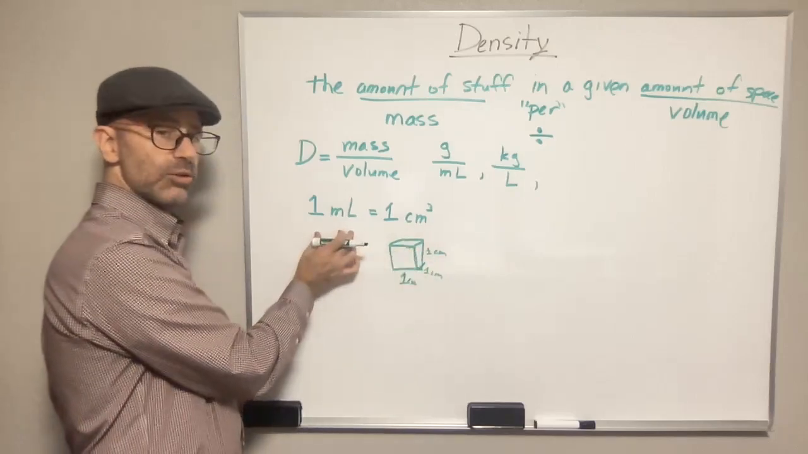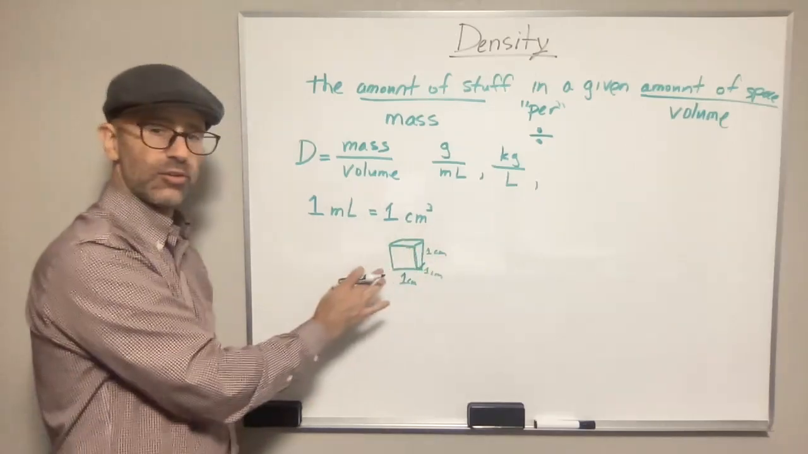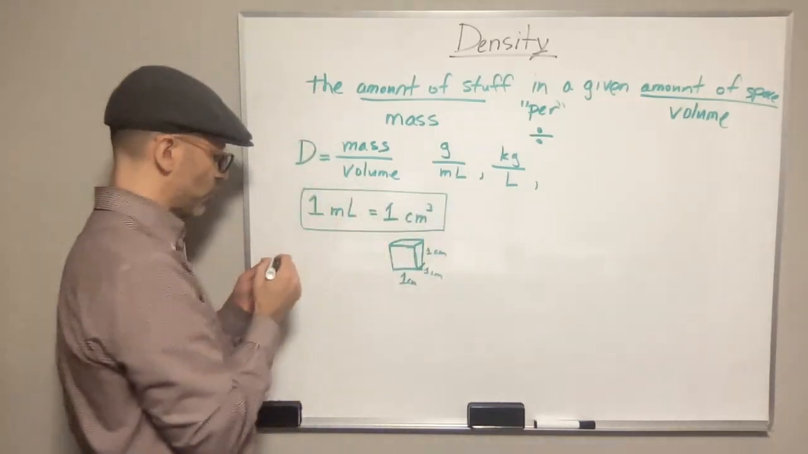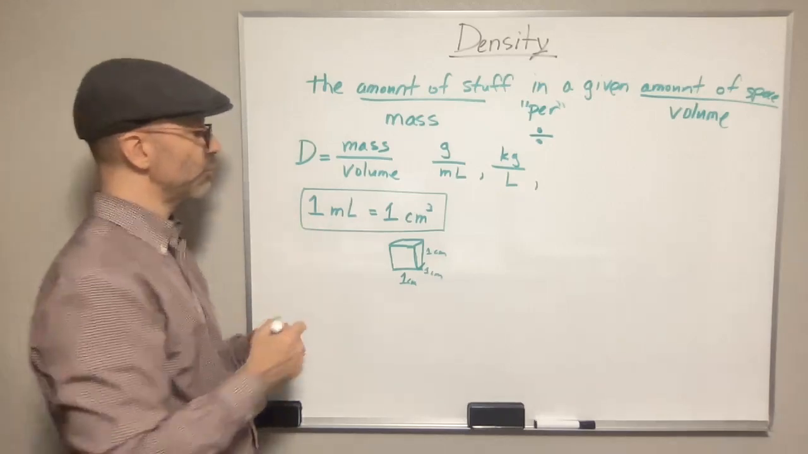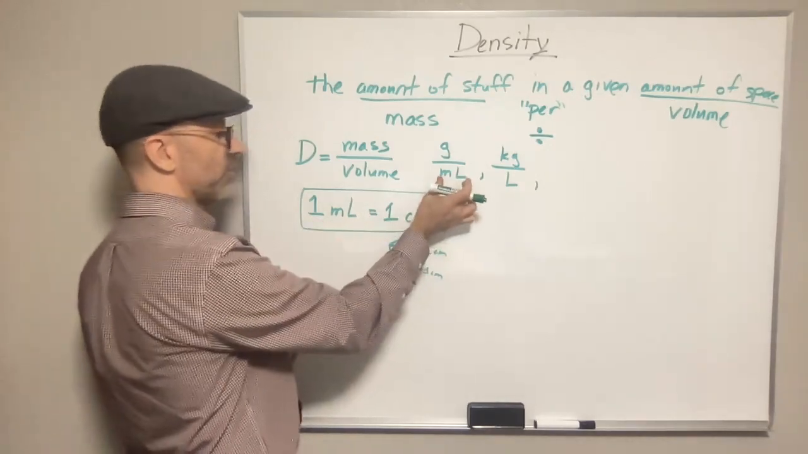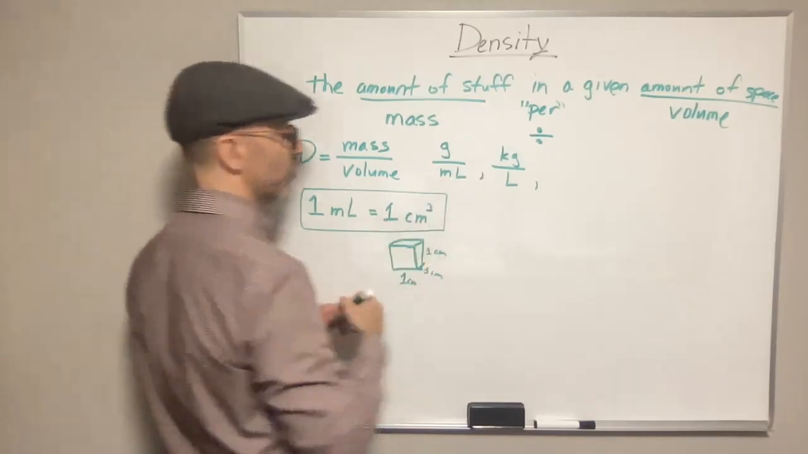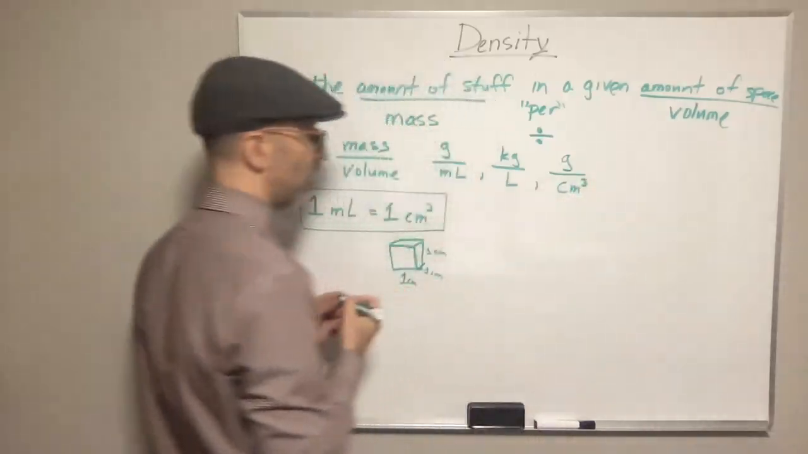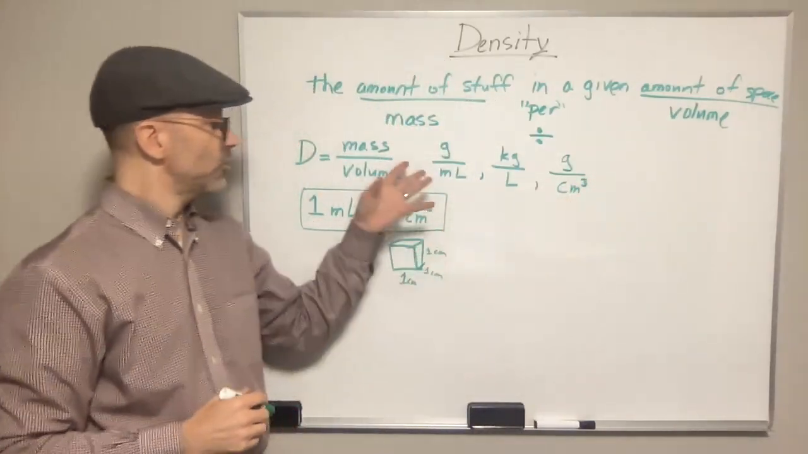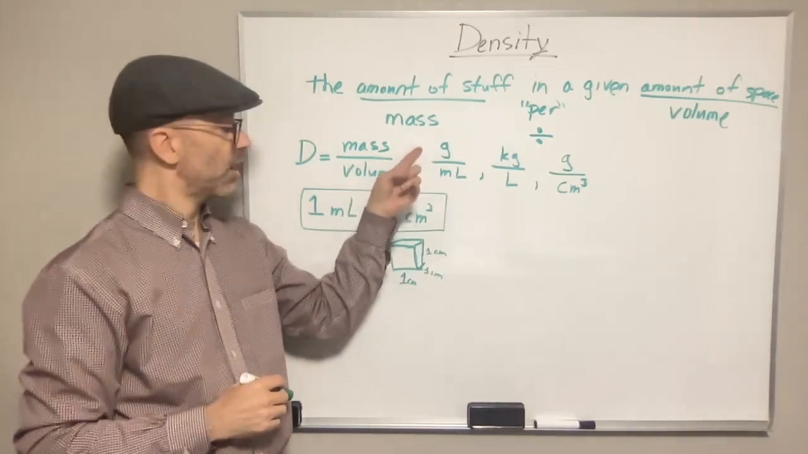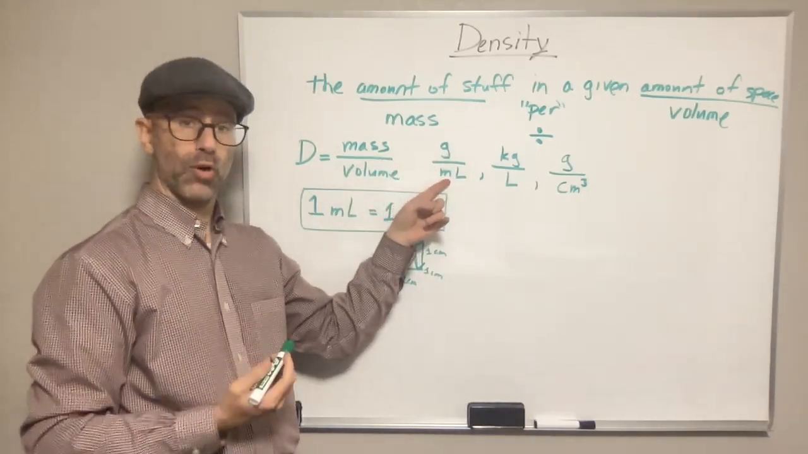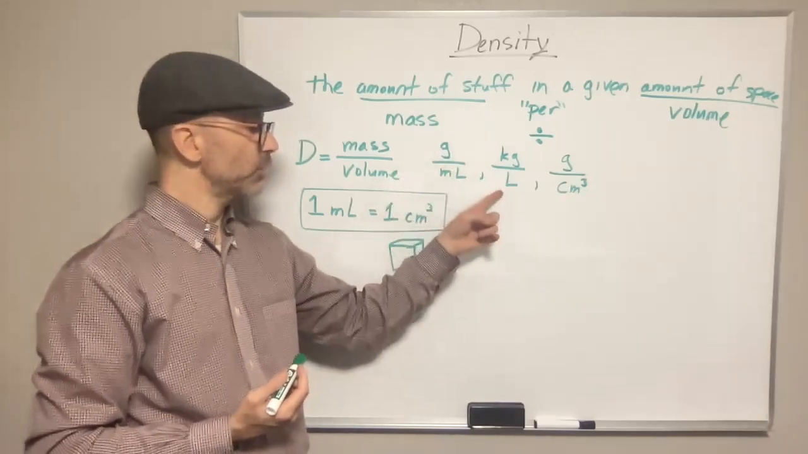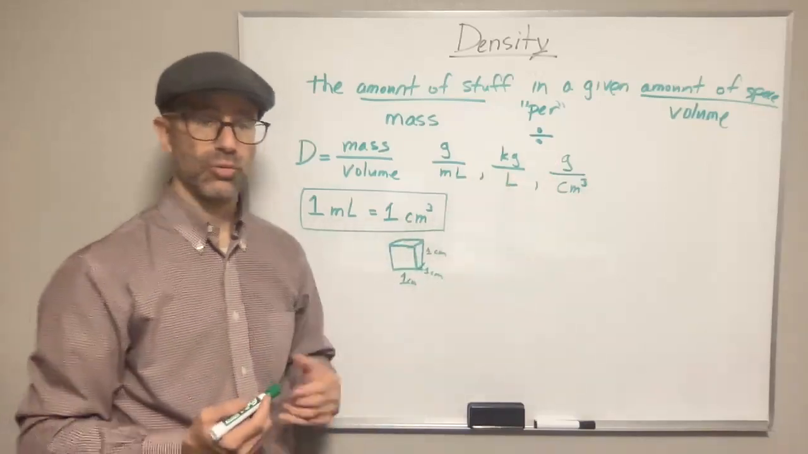That by definition is equal to 1 milliliter. And I won't get into why that is, but that's something you should memorize. So make sure you know that 1 milliliter is equal to 1 centimeter cubed. And so if this is true, then we could replace milliliter with centimeters cubed. So you could have grams per centimeter cubed. That's also a unit of density. So you'll notice that the units of density are a mass unit divided by or over a volume unit. So grams per milliliter, kilograms per liter, grams per centimeter cubed.